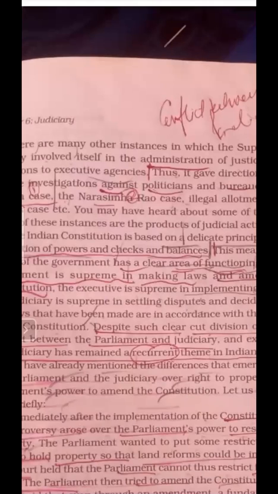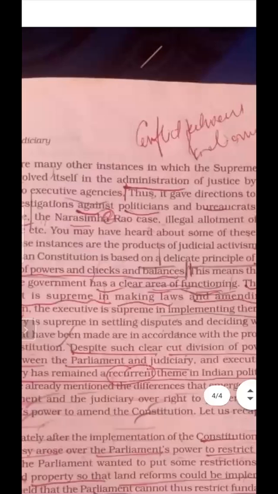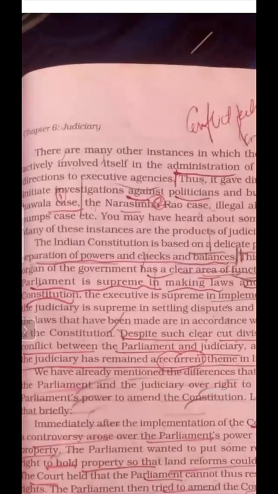But let me tell you one thing. In India, the earlier Prime Minister, ex-Prime Minister Mr. Narasimha Rao, was summoned by the court, right? It is said that he gave illegal allotment of petrol pumps. So the Narasimha Rao case, illegal allotment of petrol pumps, and the Hawala case, etc. They were against the ex-Prime Minister, Mr. Narasimha Rao. So we may have heard about some of these cases.